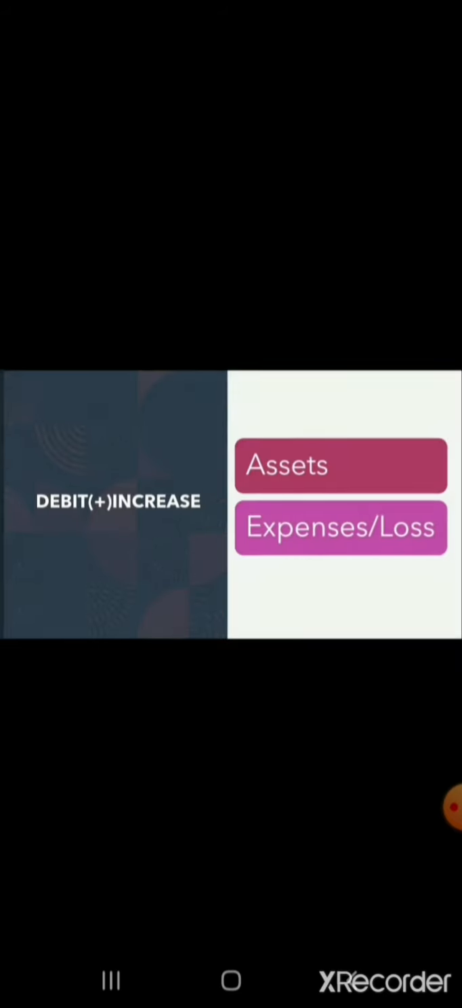Based on this, we can say that assets and expenses or losses should be debited when their values increase. Like that, liabilities, income or gain and capital should be debited when their value decreases. Similarly, we can explain the credit aspect also. The credit aspect can be understood through the five basic accounting terms, that means assets, liabilities, expenses or losses, revenue or income and capital. The credit aspect of these five basic accounting terms will be the opposite of the debit aspect rule. That means when the value of an asset decreases, it should be credited.